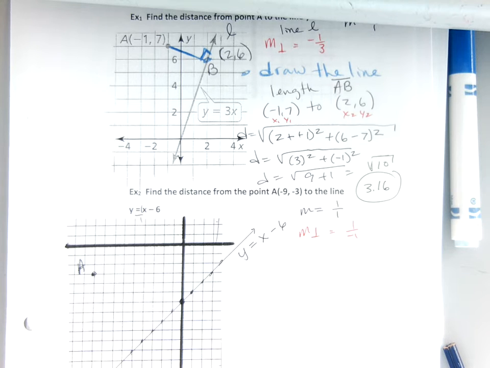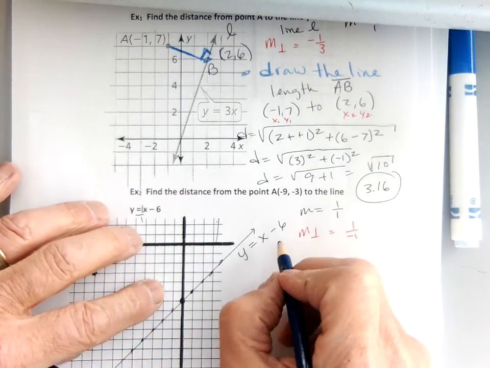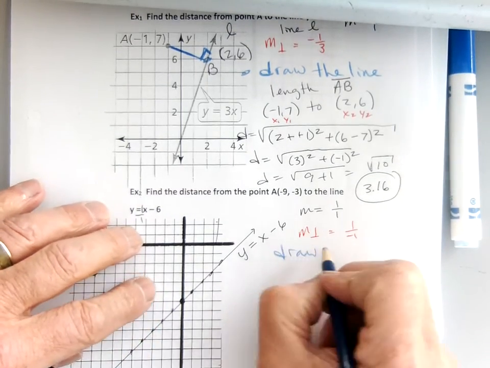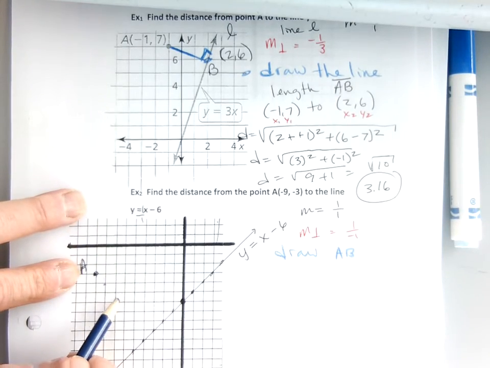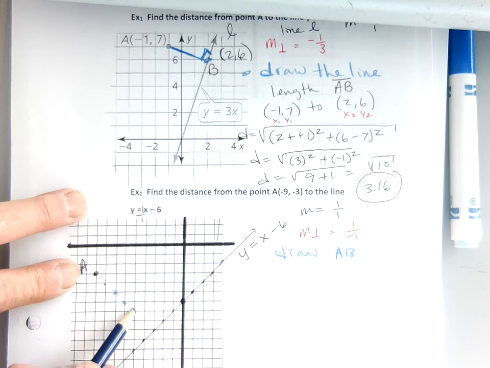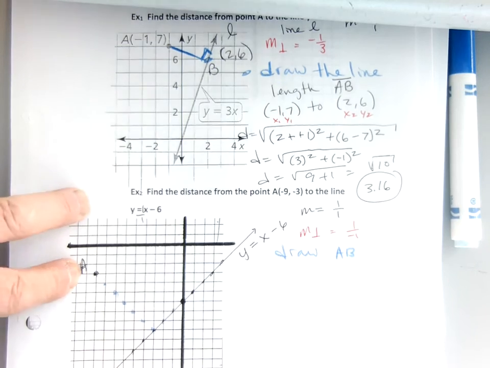So let's draw AB. I know I'm going to start at A and go down 1 over 1, down 1 over 1, down 1 over 1, down 1 over 1, down 1 over 1. Okay, so here's AB.